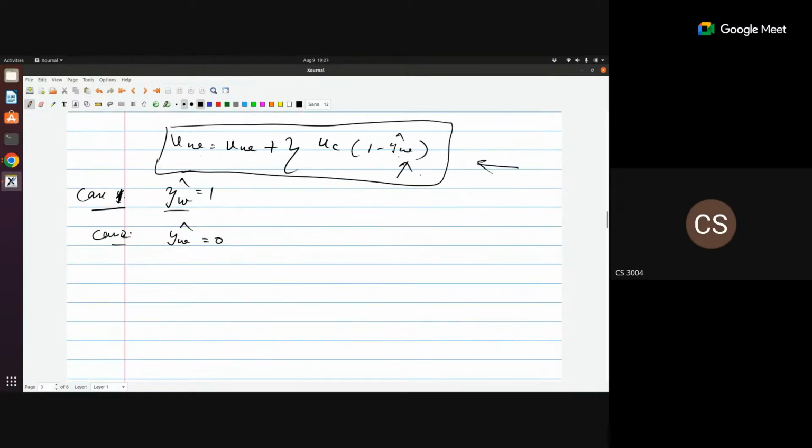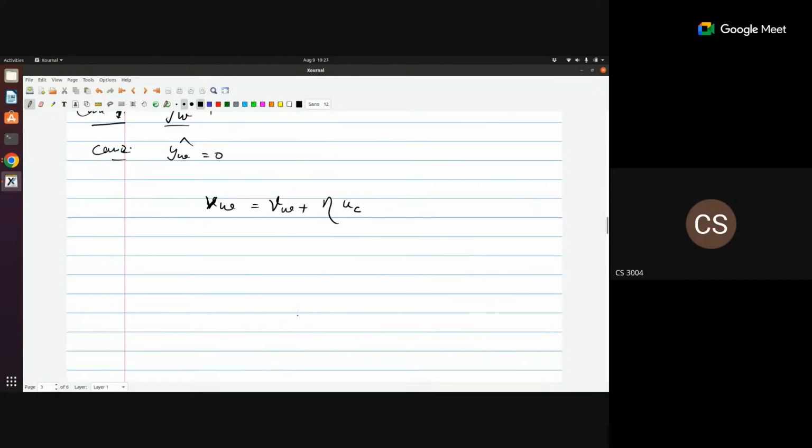When this is 0, then what does it come out to be? VW is equal to VW plus eta UC, right? That's all. Y hat becomes 0. So this is what we get.